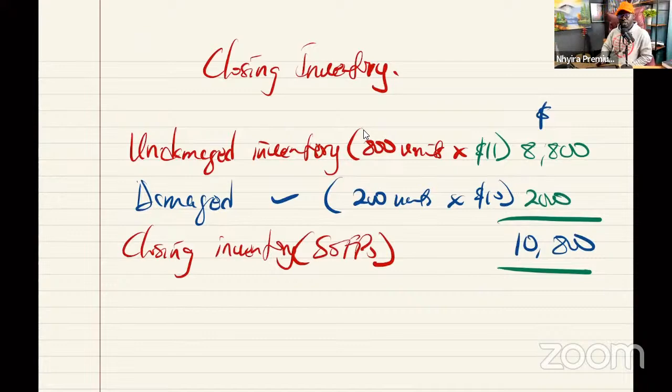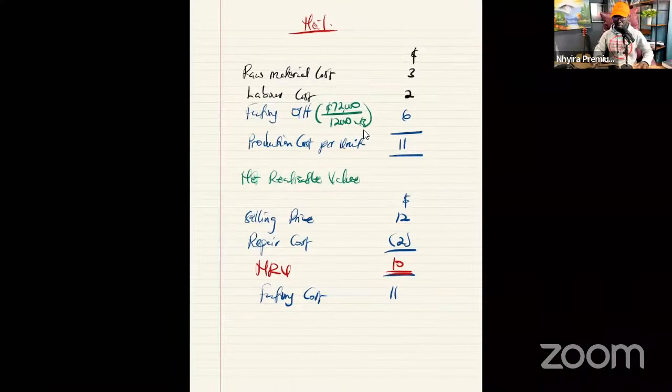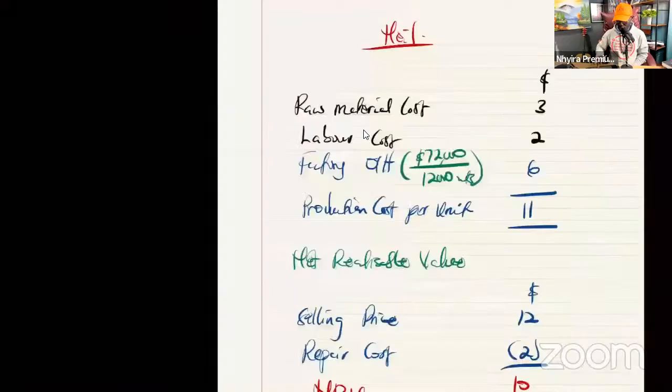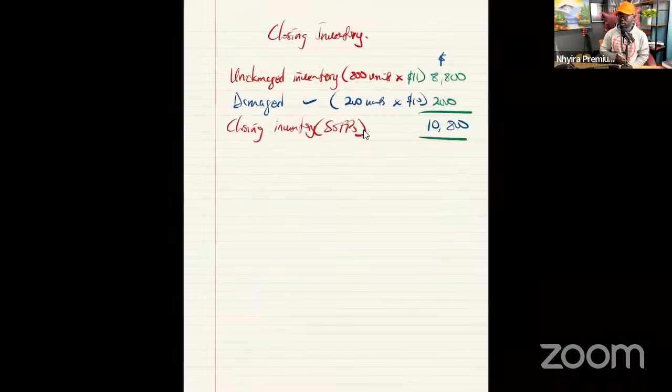Like I said, this one is very simple. We are just testing the waters with it. We're just looking at it in a very relaxed manner. It doesn't have a lot of stories to tell. You just have to think closely about the fact that the selling price given relates to the damaged goods, and that the 800 remaining will be valued using the factory cost. And that is the answer to this particular question relating to nail.